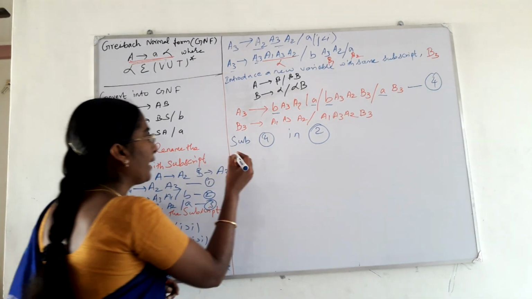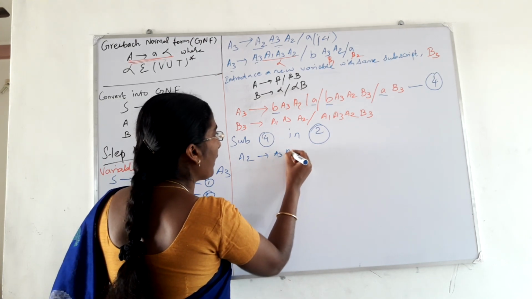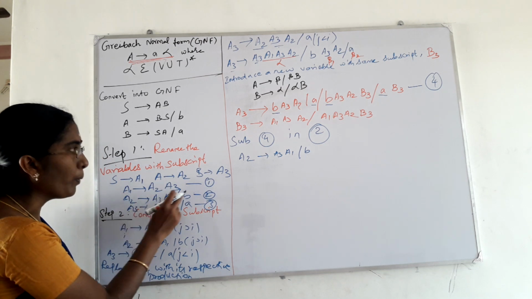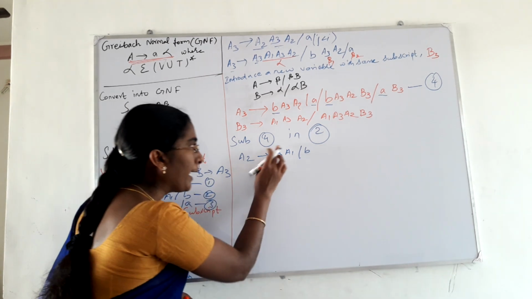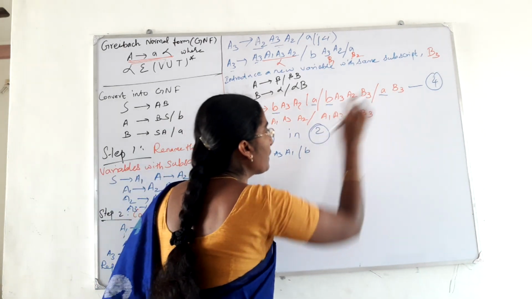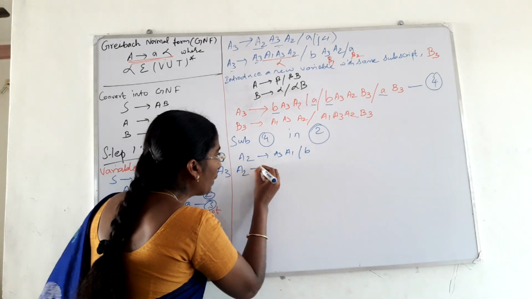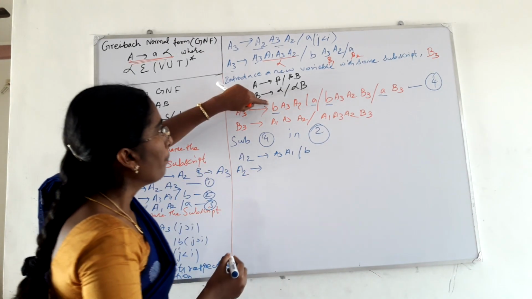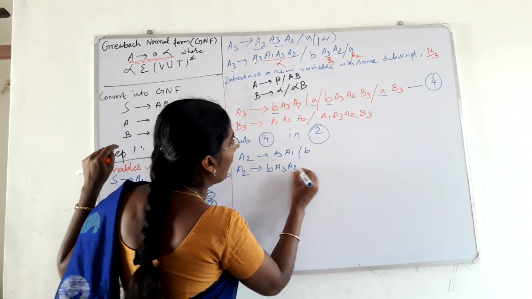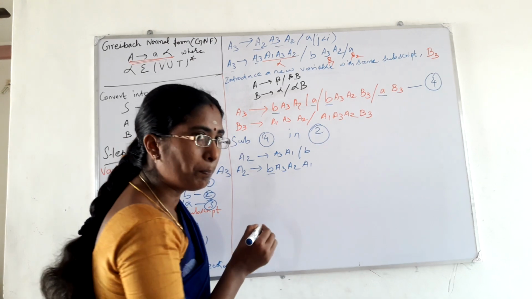Here what is our second production? A2 implies A3 A1 slash B. Here for A3, instead of this A3, replace by using these 4 productions. So what about the A2 production? A2 implies, first consider B A3 A2, again followed by A1. It now starts with B.